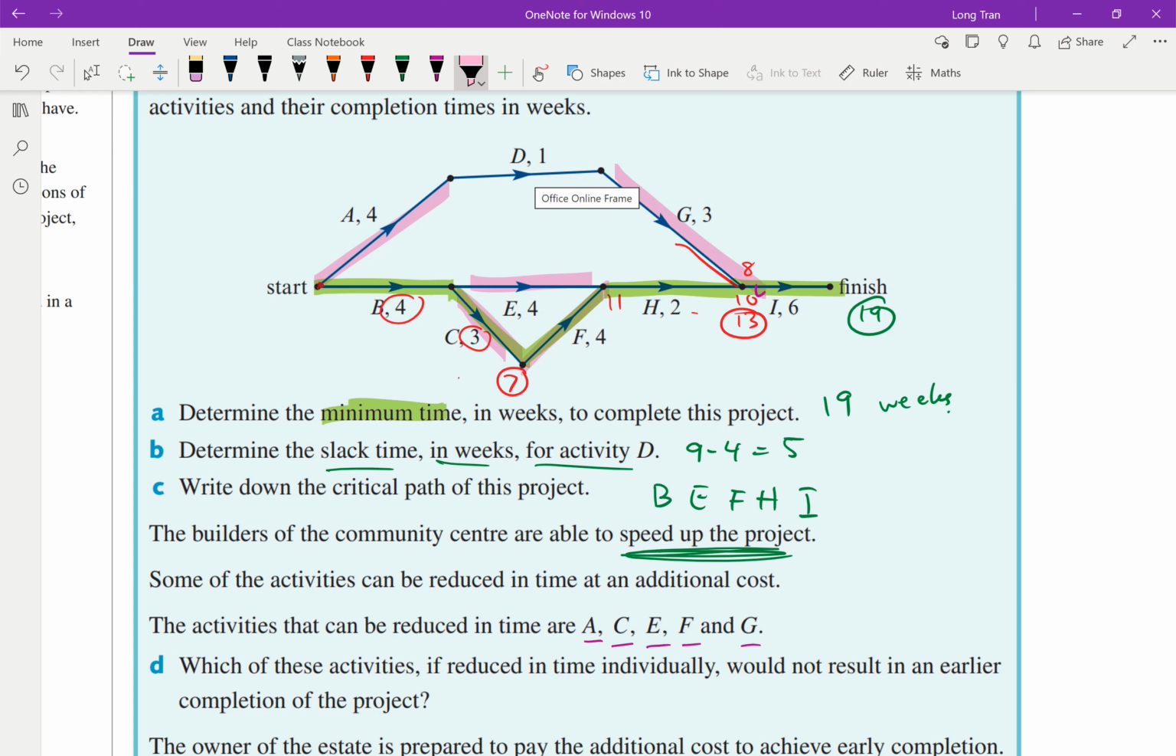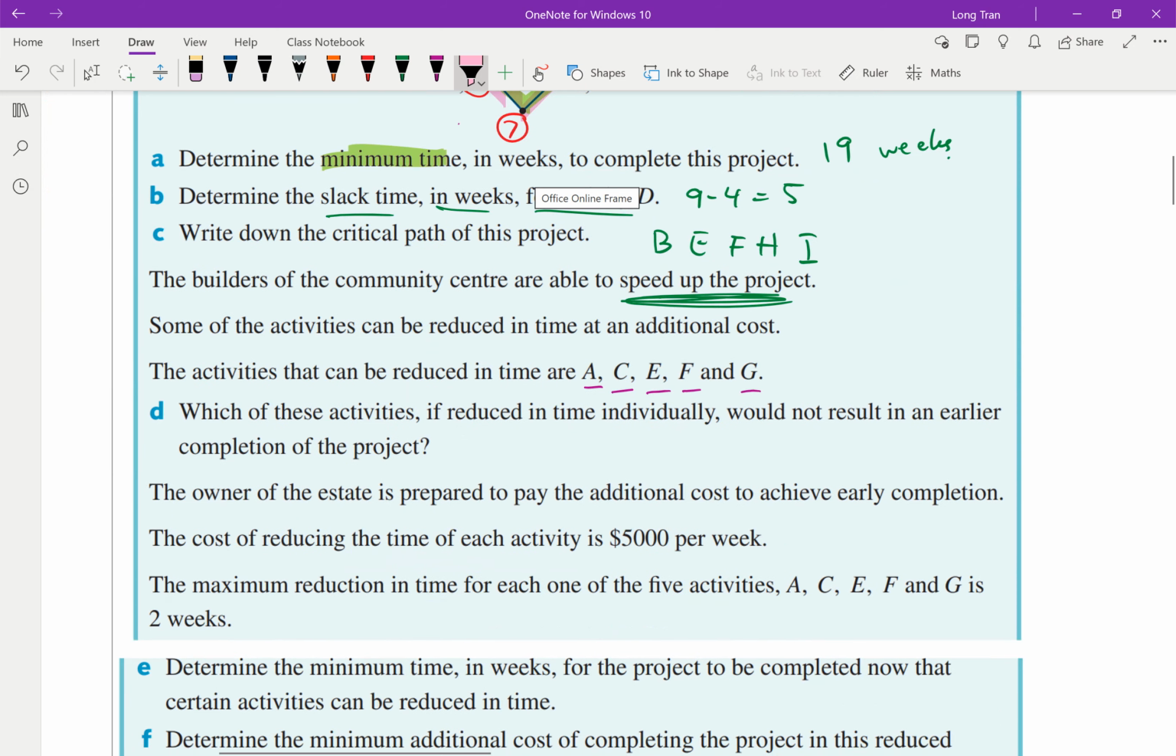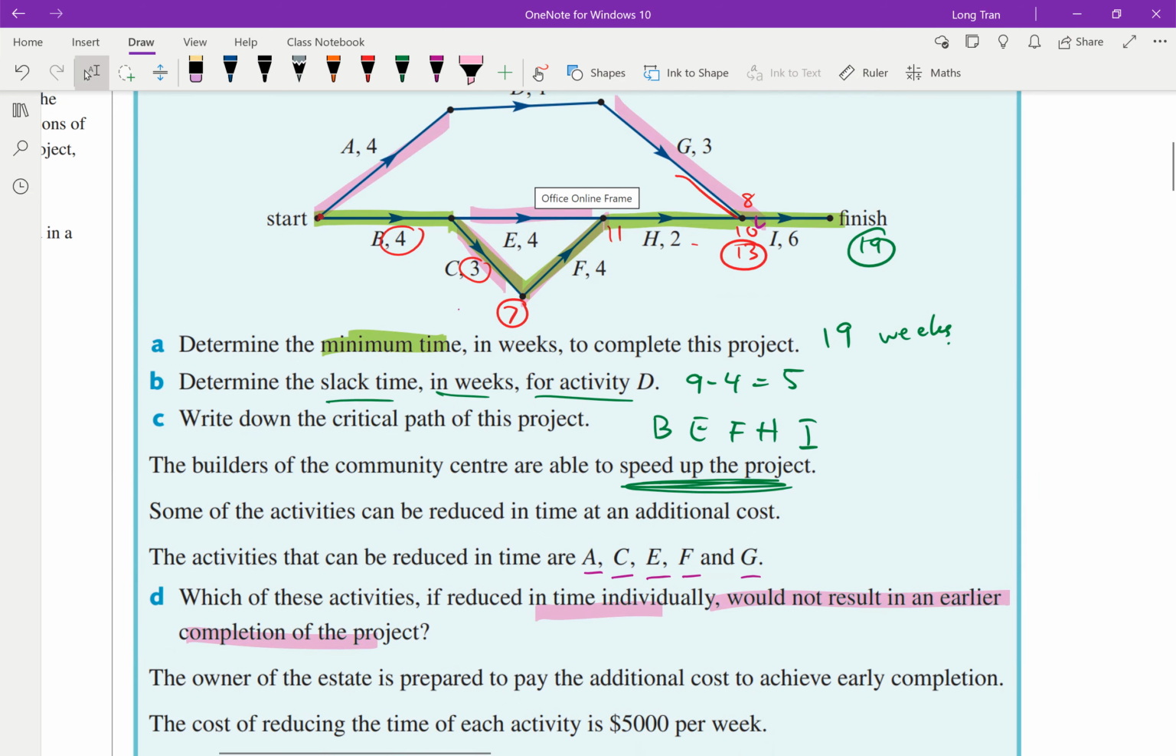As soon as I reduce, say, C by 1, that changes 19 to 18. That's the idea. Whereas if I change this one here, it doesn't matter. Even if I made it 1, it still doesn't change the fact that I still need 13 overall. That's why we're saying, try to change the ones that are on the critical path. So, answering the question, which of these activities, if reduced in time individually, would not result in an earlier completion of the project? I can already see A, E, and G. Those activities have no effect.